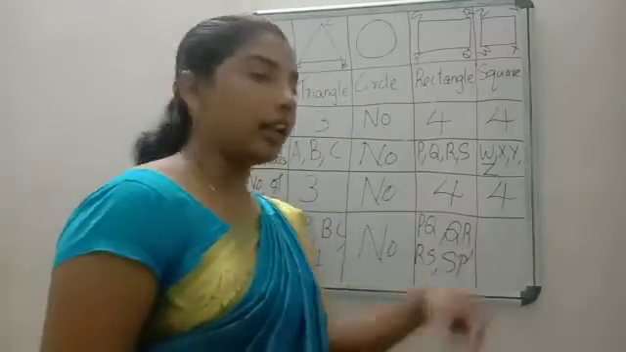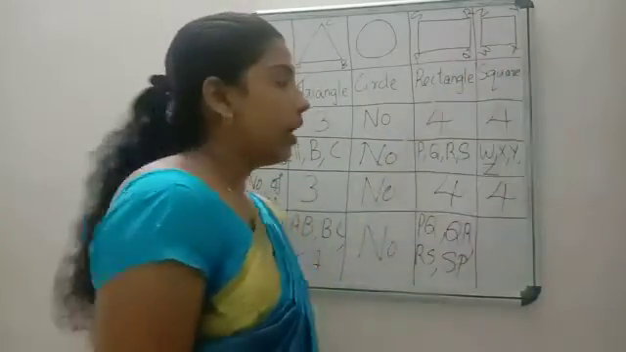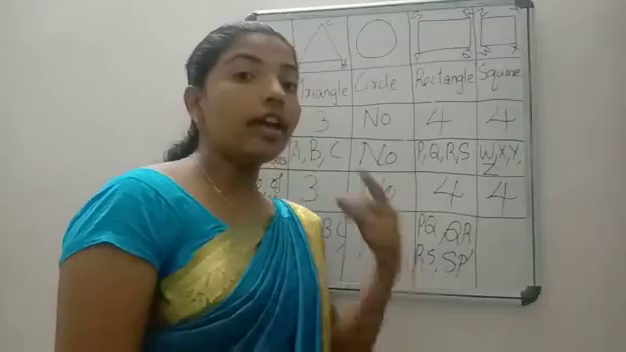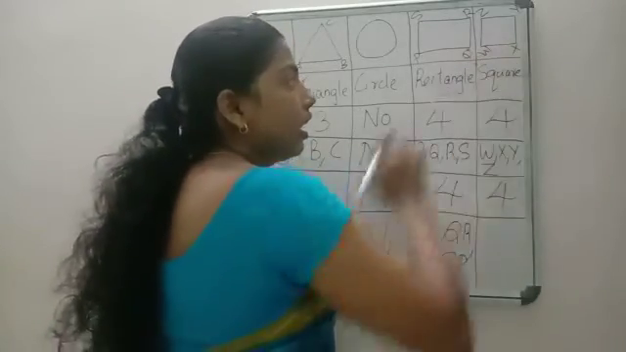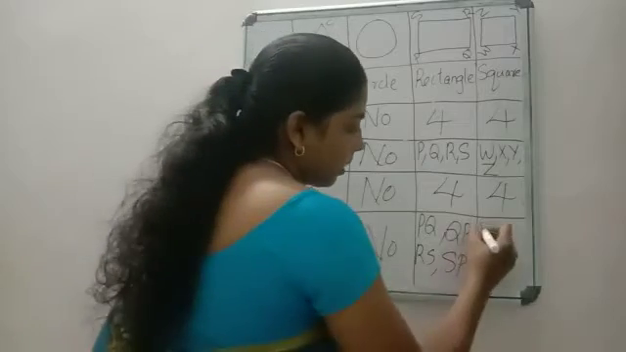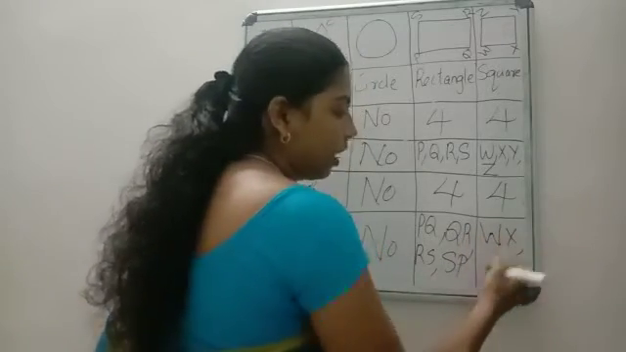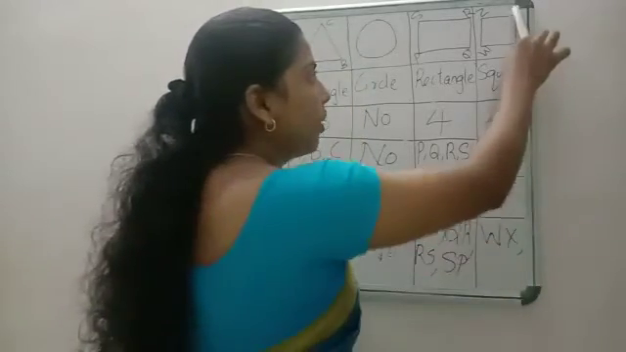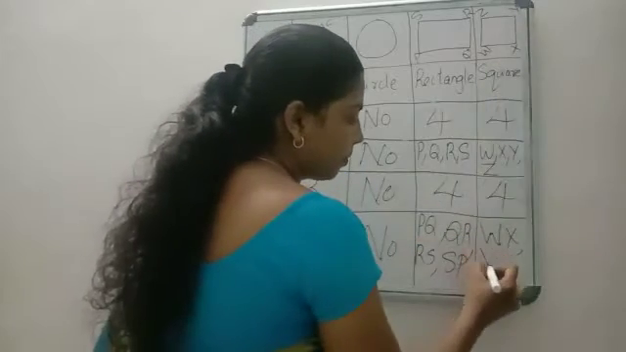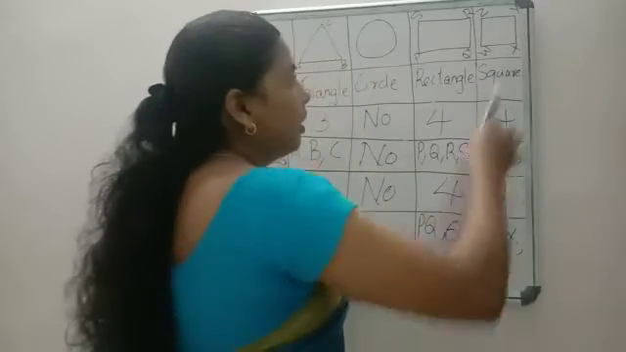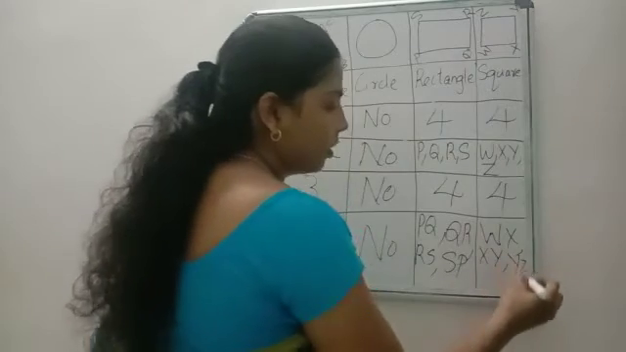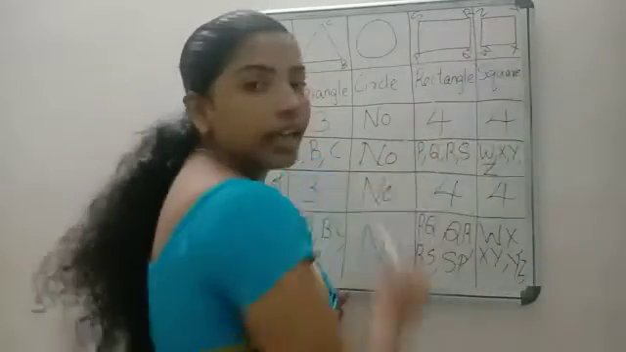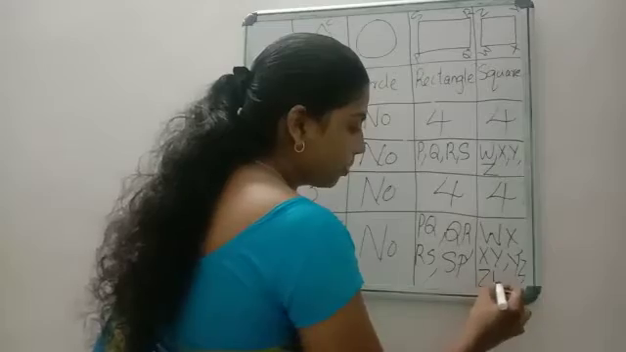And the final and the last figure is square. Now we are going to write the names of the sides of the square. First one is WX. You can start from any side. WX, then XY, then YZ, and the final side is ZW.